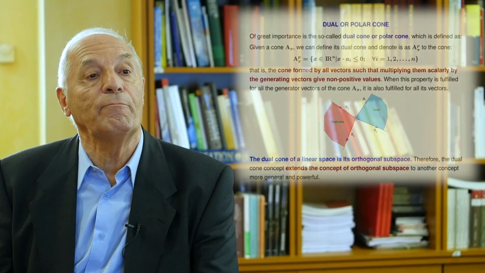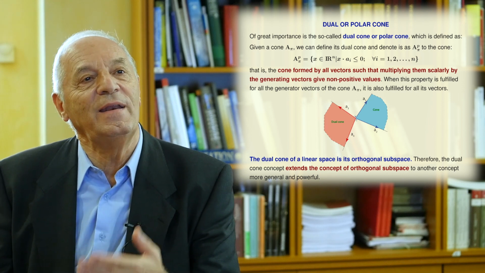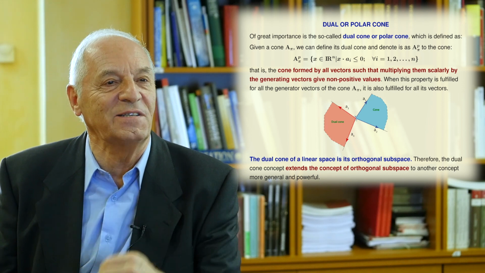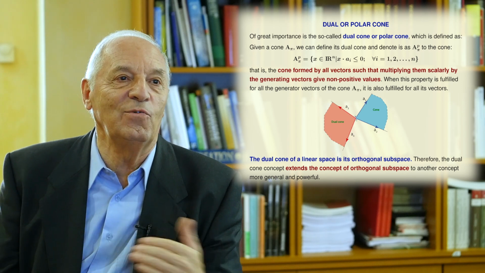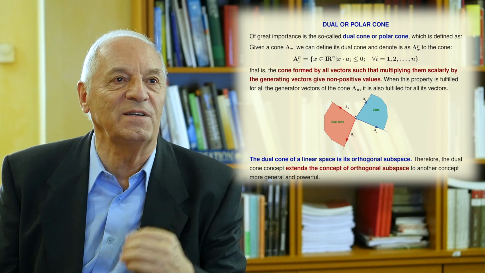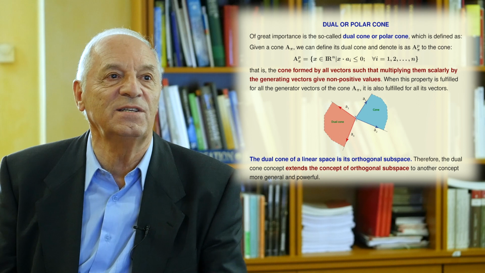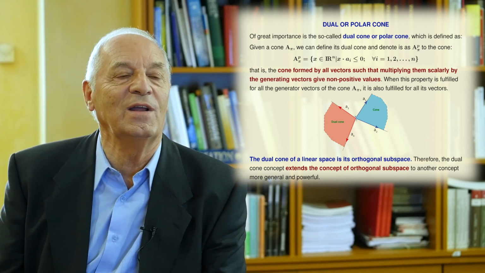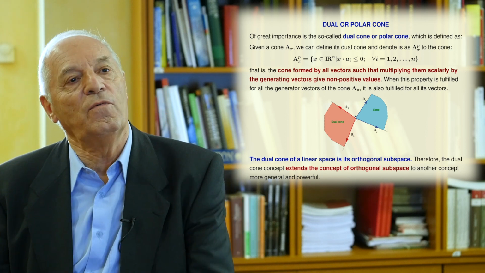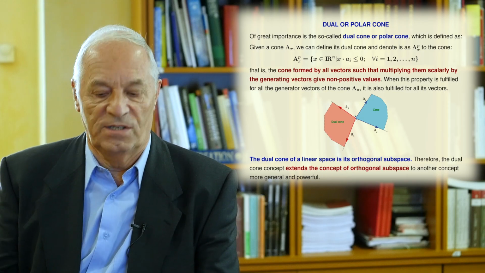In the course, we are going to define the dual cone of a cone. What happens if the cone is a linear subspace? In that particular case, the dual cone is the orthogonal subspace. So, the dual cone of a linear subspace is its orthogonal subspace. This means that the dual cone is a generalization of the orthogonal subspace, which is interesting.